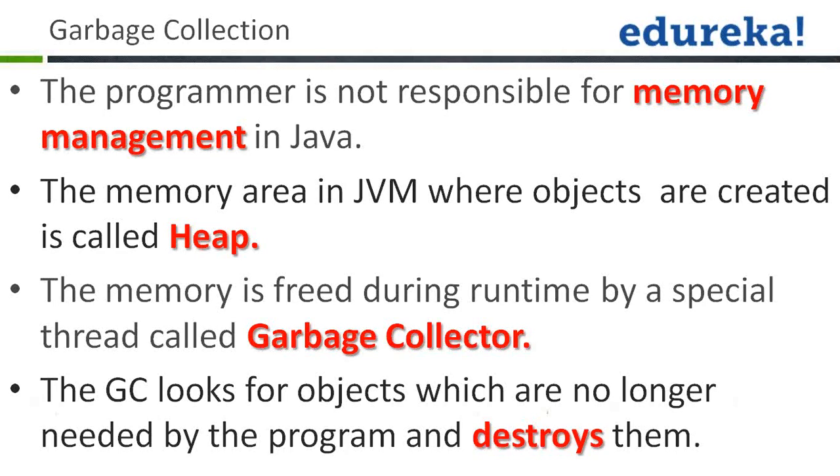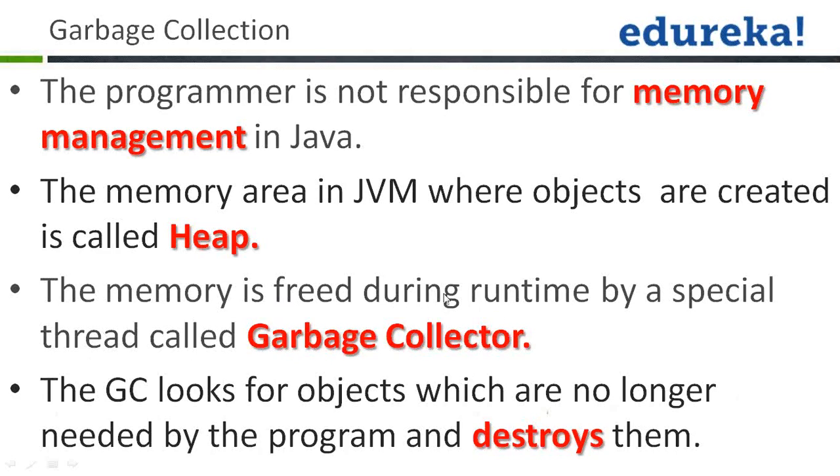Whenever an object is no longer used by the process or a program, we should destroy that object. It is done by the garbage collector, which is controlled by JVM. Let's see what the presentation has to say. The memory area in JVM where objects are created is called heap. The memory is freed during runtime by a special thread called garbage collector.